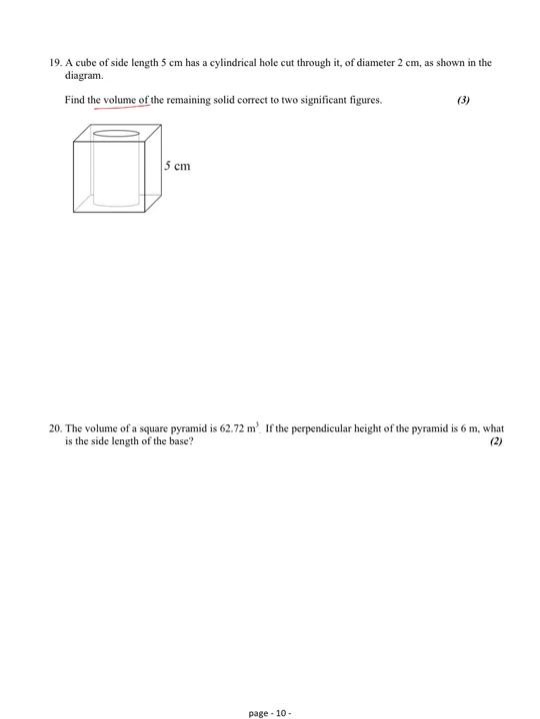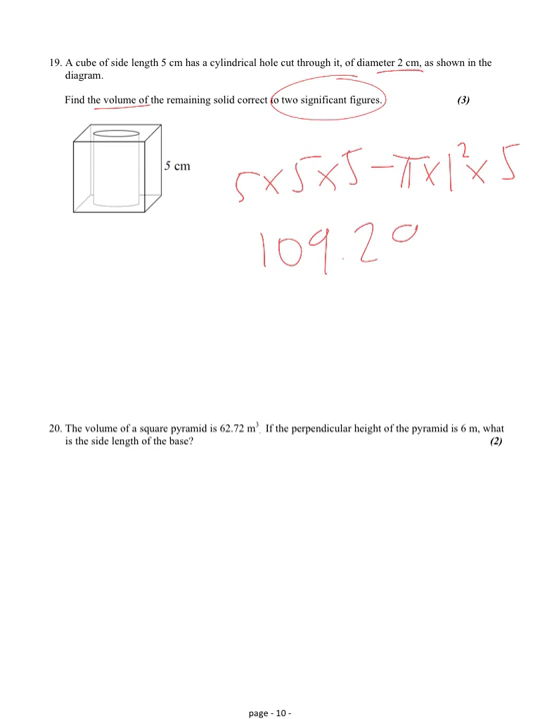Alright, find the volume, just 2 significant figures of this. It's a hole cut out, so the whole cube is 5 by 5 by 5, and we're going to take away the cylinder, which is pi r squared times height. Pi times, now the diameter is 2, so therefore the radius is 1 and the height is 5, and we get 109.29. We only want 2 significant figures, which stops there. The 9 rounds the 0 up to a 1, and we must replace it by a 0.